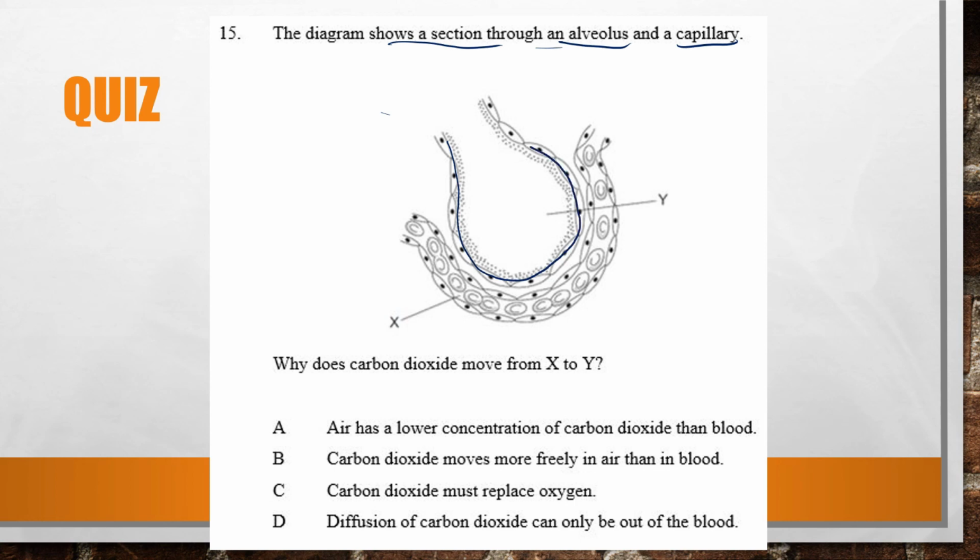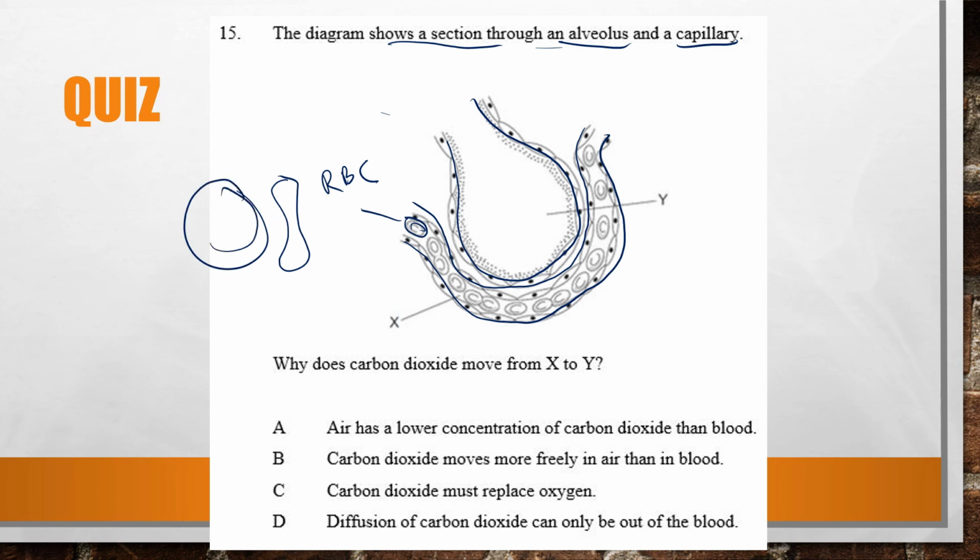Ini adalah alveolus. Capillary, ini capillary, salur darah capillary. Okey, ini salur darah capillary. Dan ini adalah red blood cell sebab kita nampak dia punya shape tu macam biconcave. Soalan pun tanya, why does carbon dioxide move from X here to Y here? Kenapa dia boleh bergerak? Jadi kita dah tahu tadi kan, dia boleh bergerak sebab ada wujud perbezaan concentration.